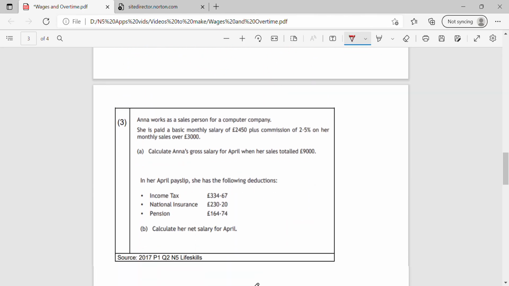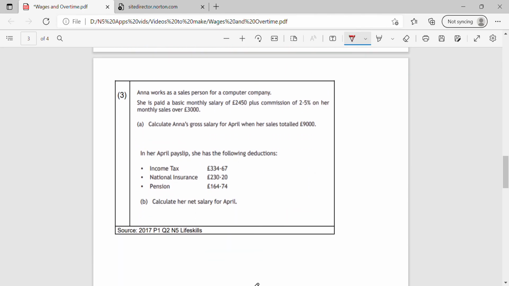Okay, let's look at number 3. Now, number 3 is slightly different because this one's dealing with commission, and as I say, those are the two main questions that you can get asked. Really, you might get some kind of overtime question, or you might get an overtime or bonus question perhaps. And then in part B of this, it's also discussing net salary, which is part of the wages and overtime topic. So it says that Anna works as a sales assistant for a computer company.